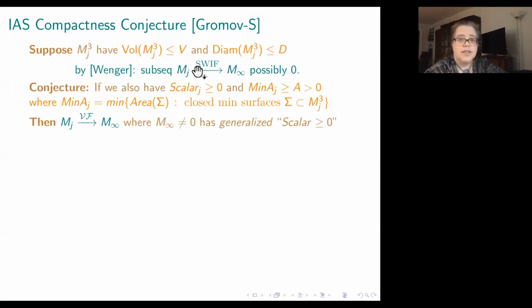And the conjecture is that we won't just have SWIF convergence. If we add both of these properties, scalar curvature and this one, then we should get volume-preserving intrinsic flat convergence, and the limit space is not zero, and the limit space has generalized scalar curvature at least zero.